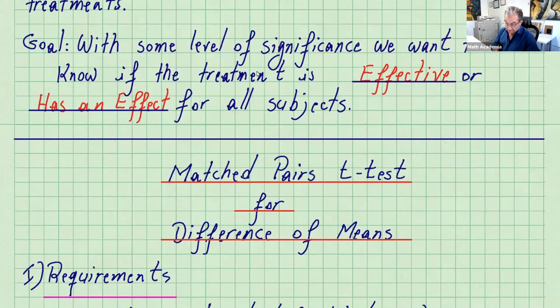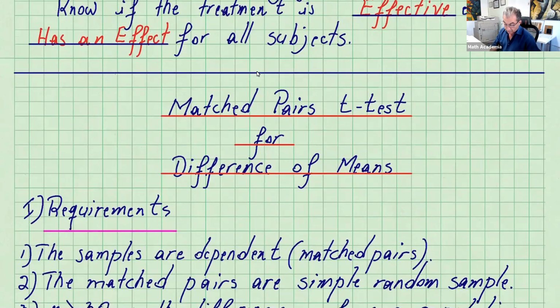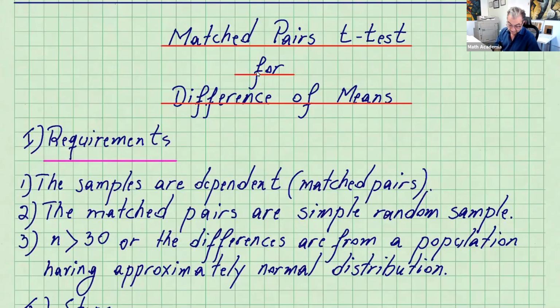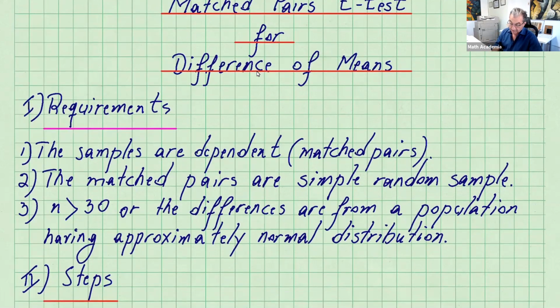Now, matched pair t-test for difference of two means. I put here t-test because it is a sample t-test and you know about t-tests from the last lectures. We're going to go over the steps, but there are some requirements. The samples are dependent, or we call them matched pairs. That's number one. The matched pairs are simple random samples. N has to be greater than 30, or the differences are from a population having approximately normal distribution.